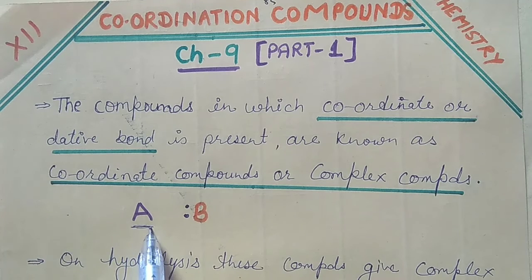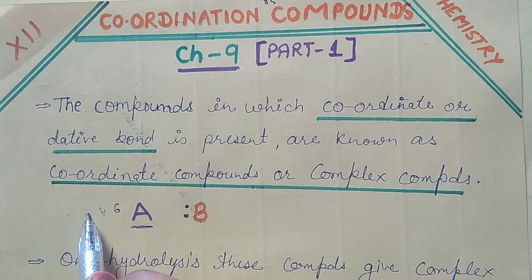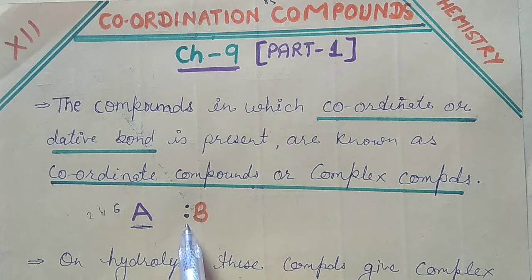This is the element A. Its octet is not complete. It is electron-deficient. There are fewer electrons than needed; maybe it will be 6, 4 or 2. This is the element or atom whose octet has been completed and it has a lone pair.